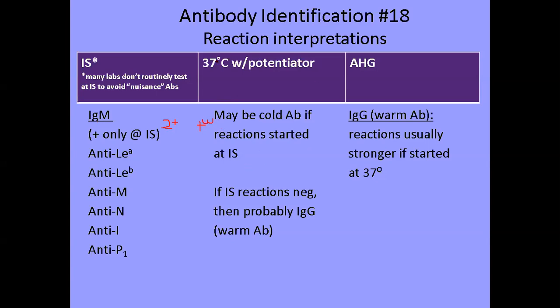If the 37-degree reaction is the first time we're seeing the reaction, it did not start at immediate spin, then we're going to suspect it's an IgG warm antibody. Okay? And so our IgG warm antibodies, if they do start at 37, will typically get stronger at AHG. However, don't be fooled. Sometimes an IgG warm antibody may be negative at 37 degrees, because it's a weak reacting antibody in vitro, but then when we get to AHG, that's when we're detecting it. That's entirely possible as well.